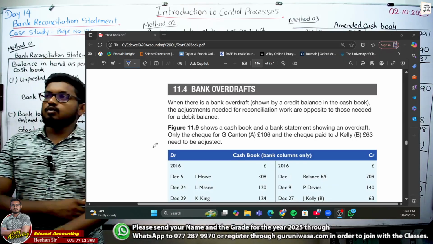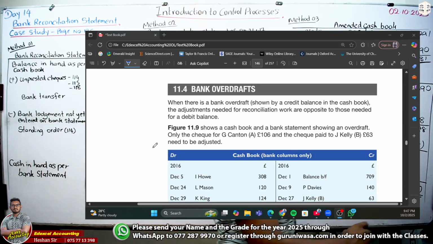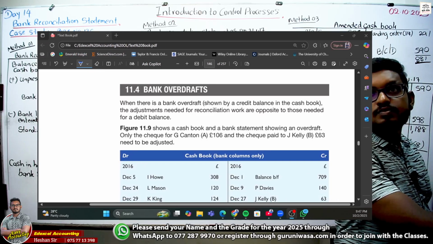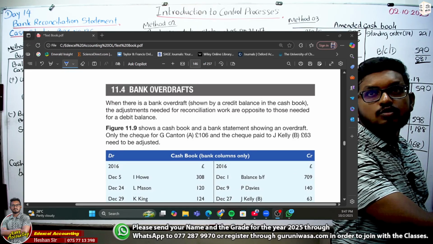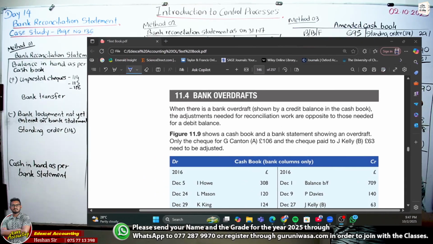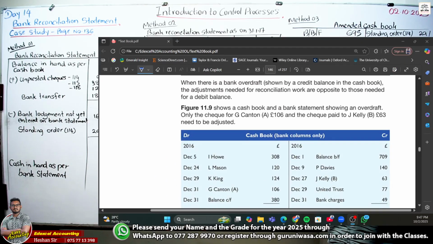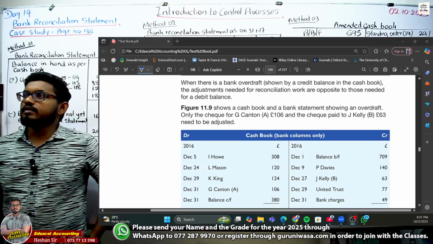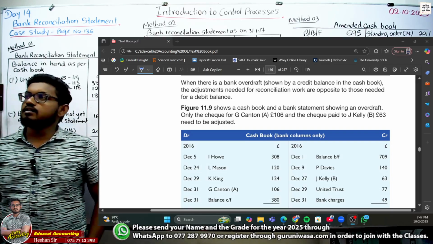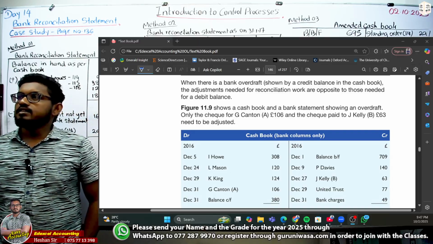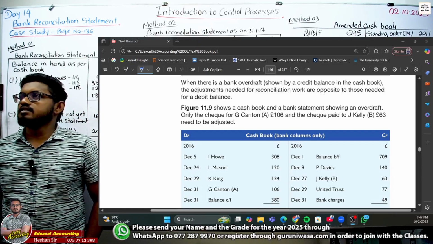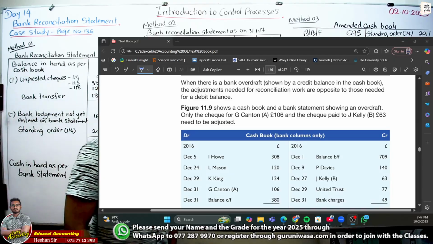When there's a bank overdraft shown by a credit balance in the cash book, the adjustments needed for reconciliation work are opposite. Those need to be debited, a debit balance. So this shows a cash book and bank statement showing a bank overdraft. Only the check and the check paid need not be adjusted.